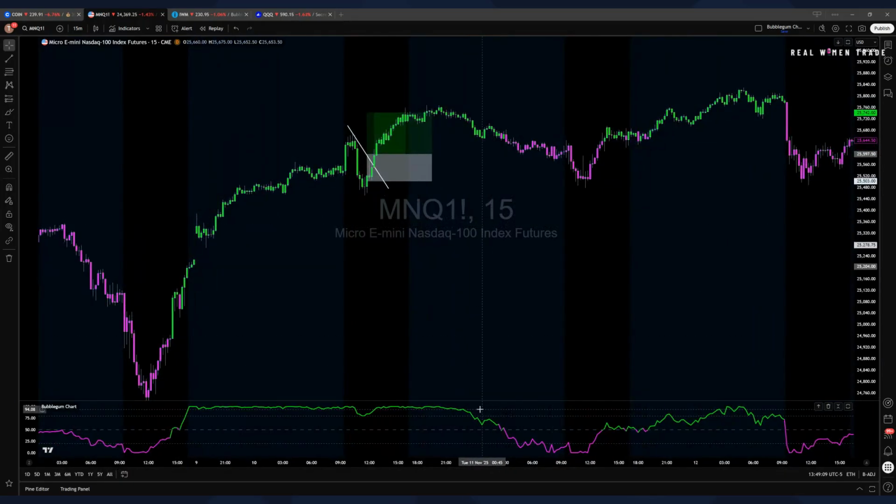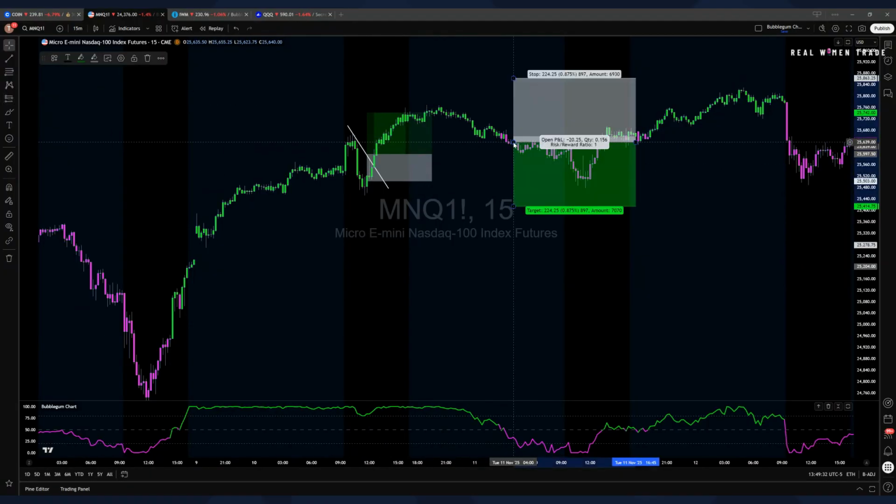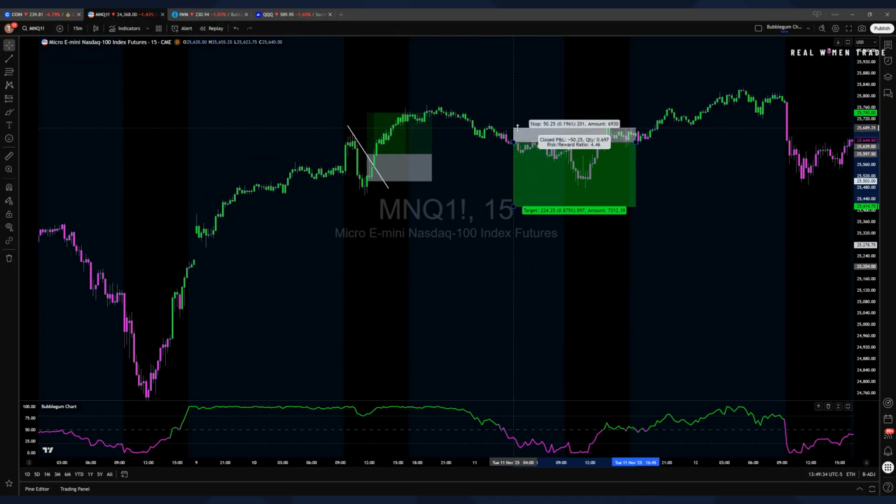You can see bubble flow starts to lose momentum. It's chopping around the 50, and then it breaks down, which you can see right here on the chart. It's chopping pink, green, pink, and then it starts to break down. So after it broke down, like right in here, put your stop above that high. You could have gotten 2 to 1.